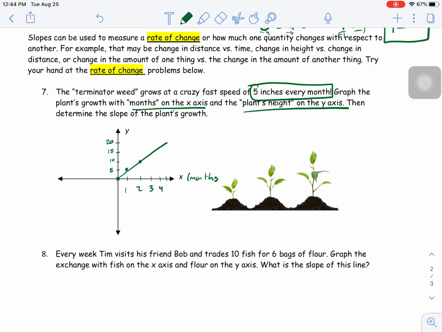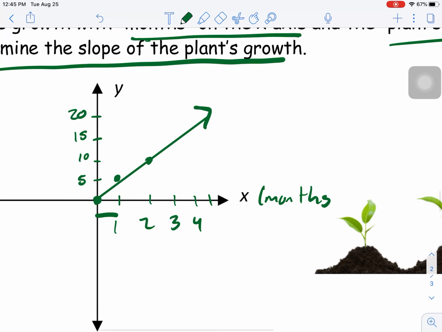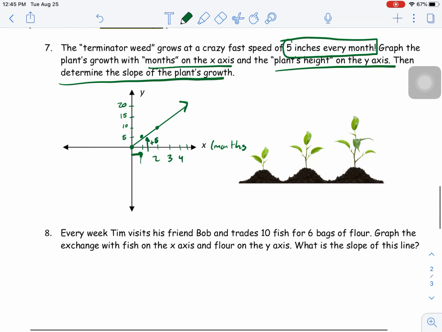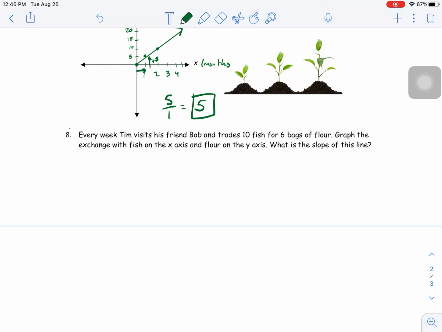Okay, you just have to be careful when you graph this and determine the slope. See, it says determine the slope of the growth. This graph looks like it goes to the right 1 and then up 1, but we didn't really go up 1, instead we went up 5. So the slope of this is 5 over 1, which is just 5. Okay, I want you guys to try number 8 and then come to class with any questions that you have about it.